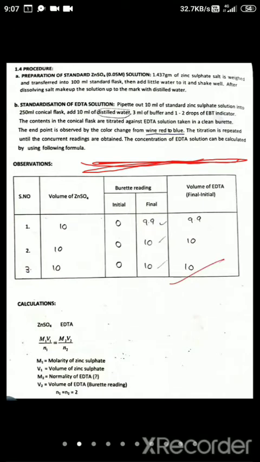How many are understanding? Please, how many are understanding?